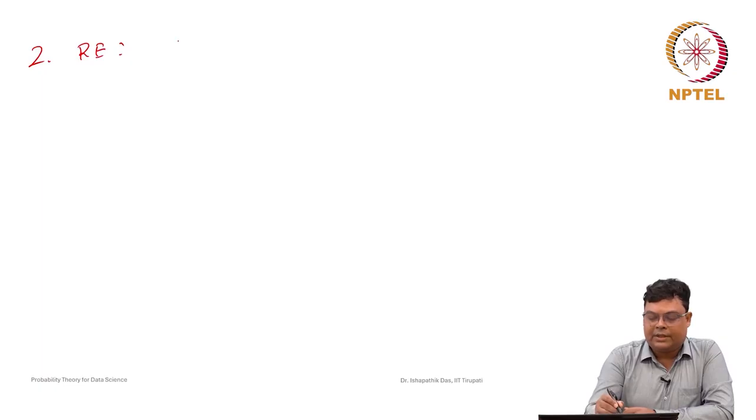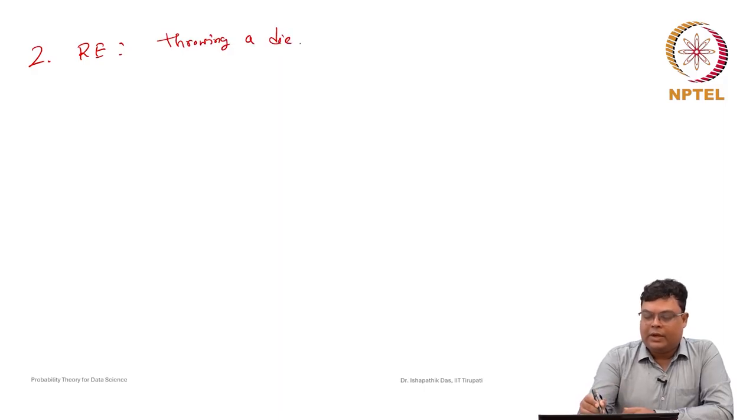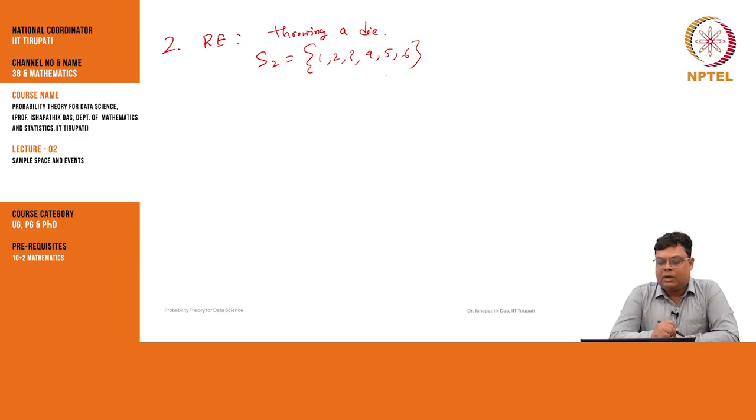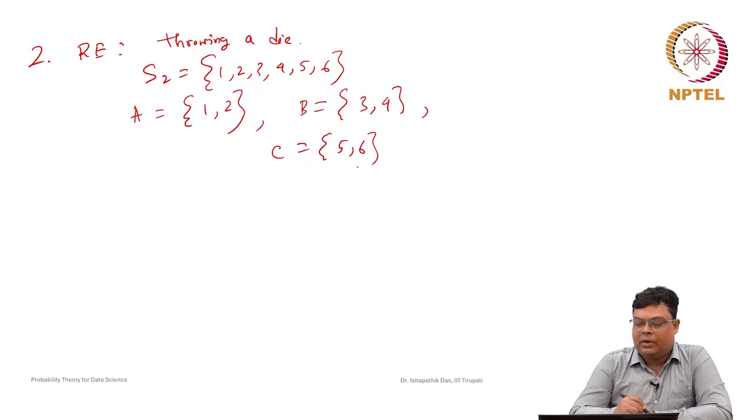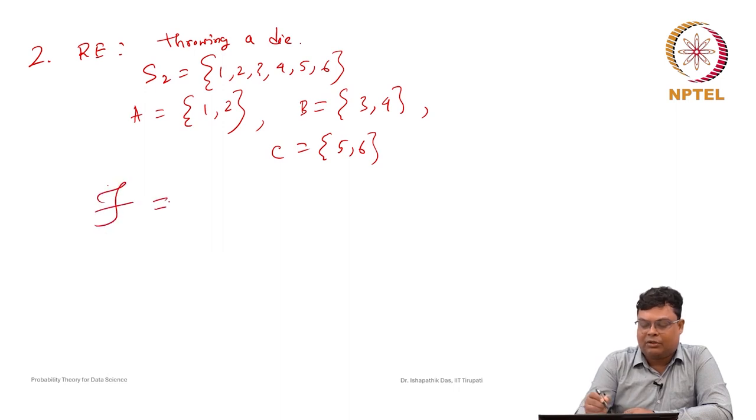Suppose this S2 is throwing a die. In that case, S2 contains 1, 2, 3, 4, 5 and 6. Now, let us consider A is nothing but 1 and 2, B is nothing but 3 and 4, and C is nothing but 5 and 6. If you take this collection, since C is already used, we take a different notation. Suppose F is the class of subsets of S2 containing S2 itself, A, B and C. Let us see whether it will be a sigma field.